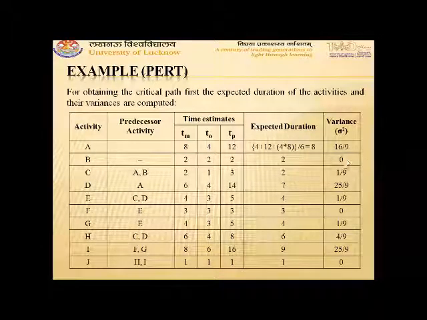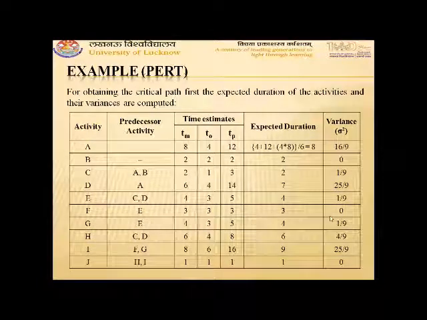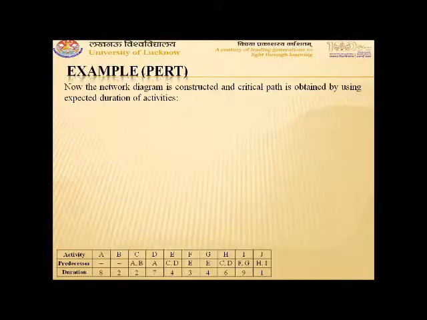Similarly, for activity B, the variance comes out to be 0. For activity C, the variance comes out to be 1 by 9, and so on. Other variances are computed. Now, using this expected duration of the activities, the network diagram is constructed and the critical path is obtained.